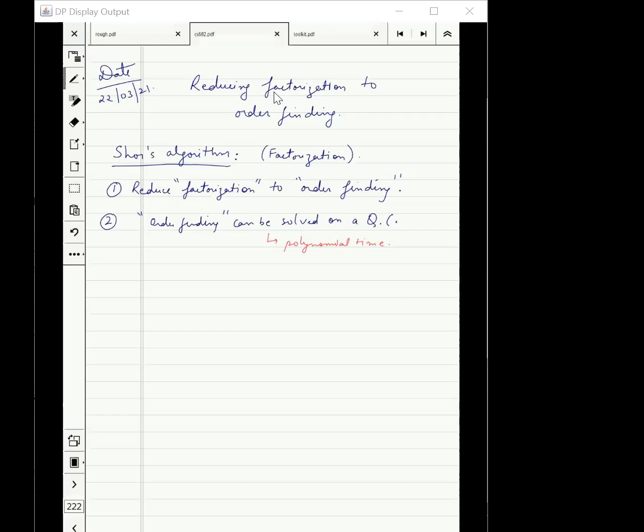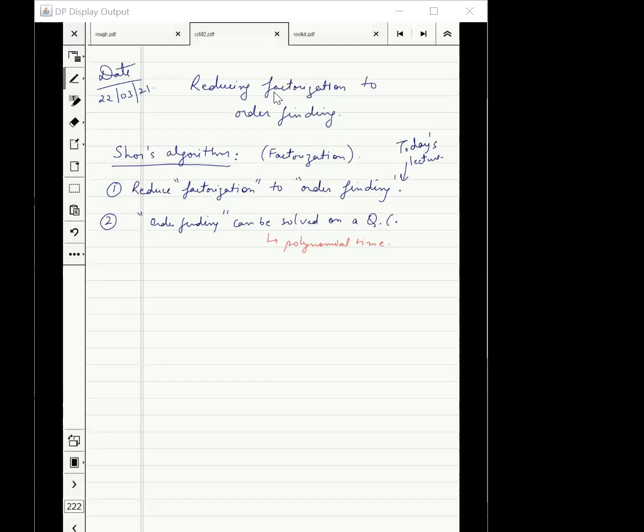And today we are going to talk about the first step. This is today's lecture. It's a completely classical step. So you can forget all about quantum computing today. Today's lecture, we are just going to focus on algorithms over numbers. This will test your knowledge of numbers.